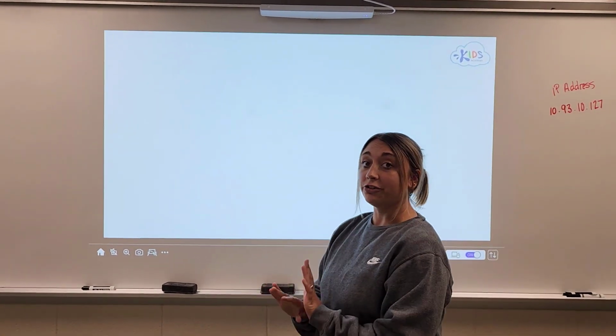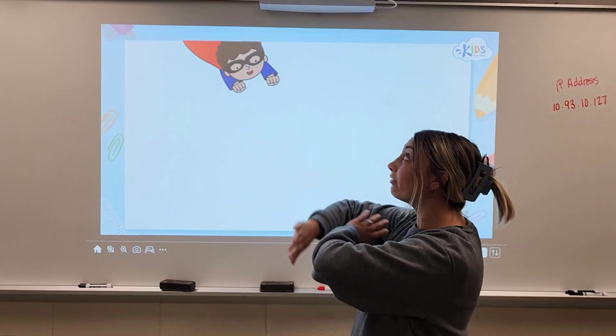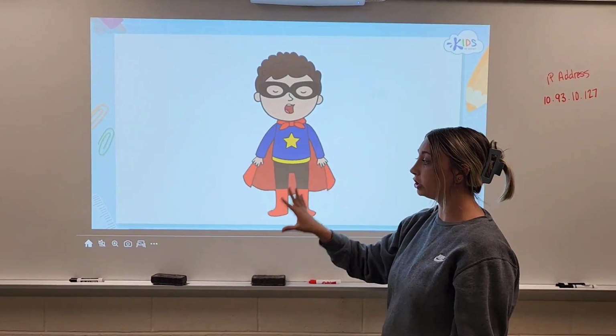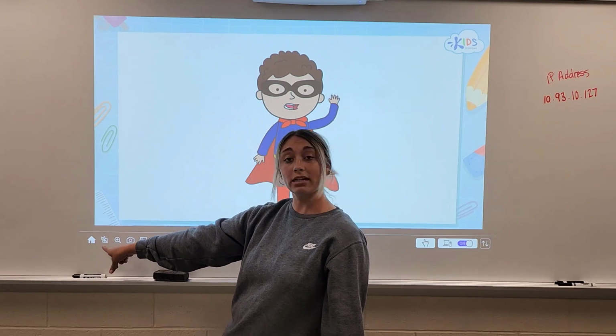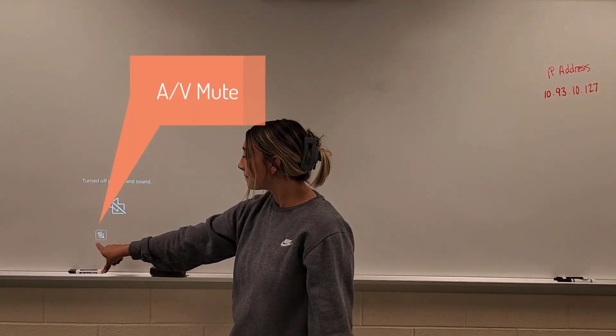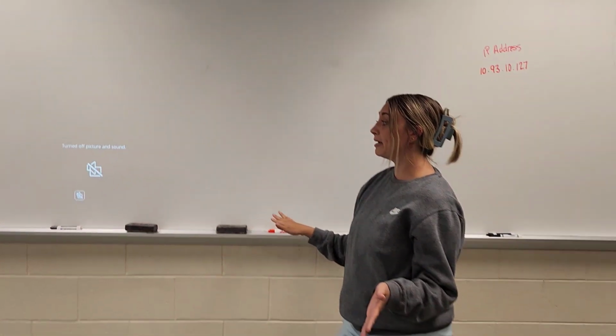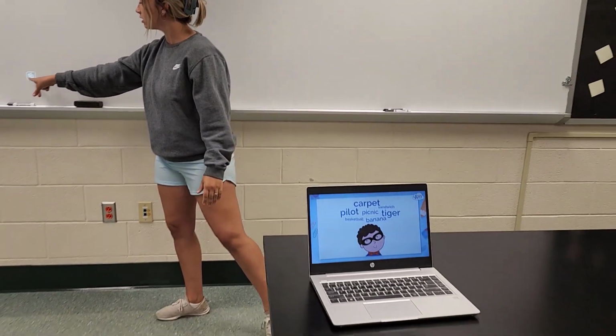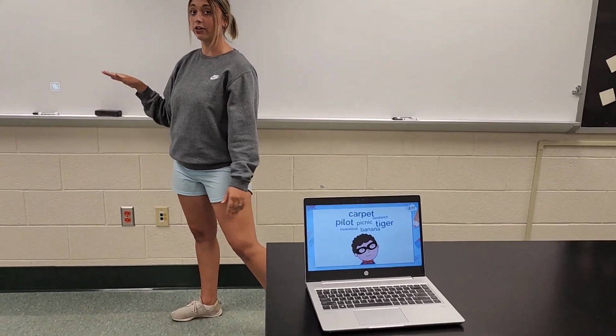Now say you want to do the AV mute and you want to get rid of the sound and the picture on the screen. You simply click this icon and you have turned off the picture and sound. And again, that icon is the one with the microphone and screen with the line through it.